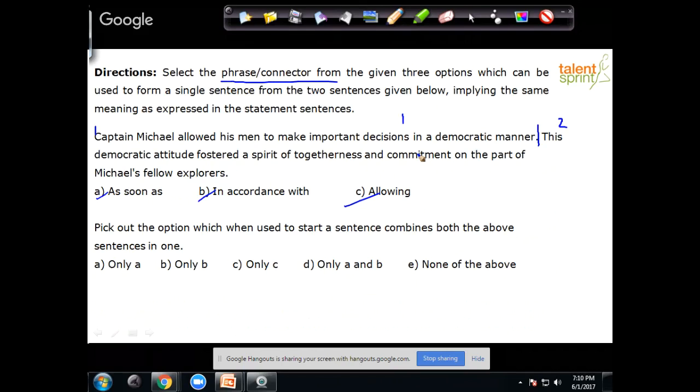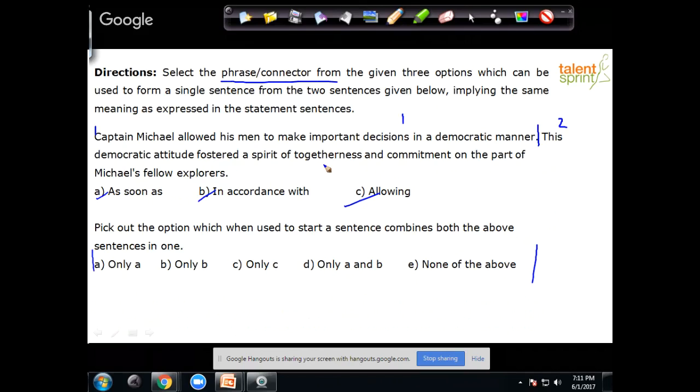Right? Now let's read the two sentences. Don't get to this secondary part. Let's first do only this part. Captain Michael allowed his men to make important decisions in a democratic manner. Okay. This democratic attitude fostered a spirit of togetherness and commitment on the part of Michael's fellow explorers.